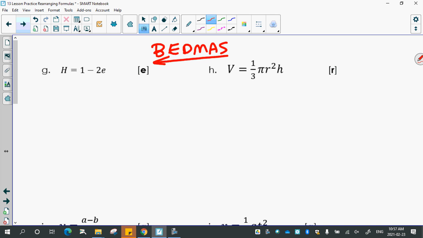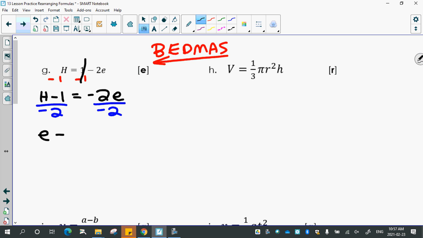All right, who thinks they know what they would do first to both sides on this one? Vanessa? Subtracted 1? Yes, I would do that too. So h minus 1, I don't know what that is, so I just leave it, equals negative 2e. And don't drop your negative. Yeah, John? Divide by negative 2, good. So then I want to write it as e equals h minus 1 over negative 2. Great. Okay, I'll pause this.